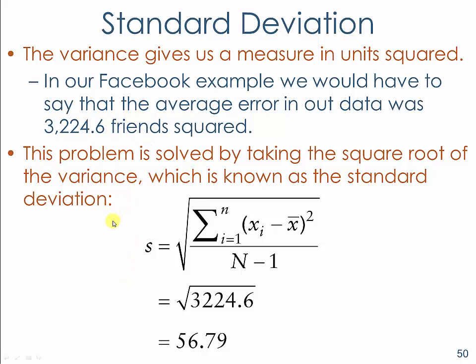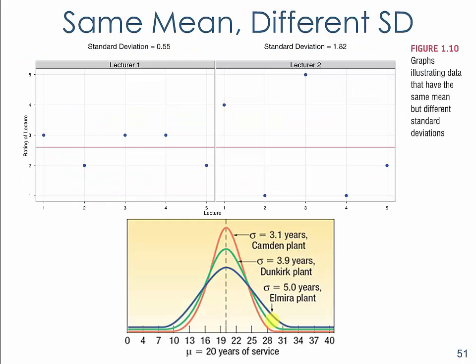So our standard deviation is 56.79 friends. Let's go ahead and take a look at what that looks like on a chart or a graphic. Remember, the standard deviation, the variance, the interquartile range, and the range are all measures of dispersion. In this graphic here, we see that we have different standard deviations, and we can see the data is spread out more when we have a higher standard deviation.